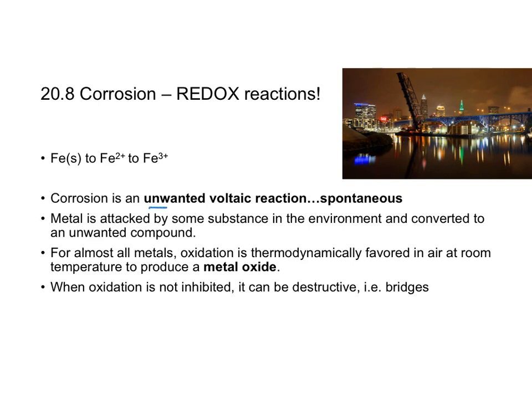It is an unwanted voltaic reaction, and it is a spontaneous reaction, just what you've learned in the beginning of this chapter. A metal, let's say iron, is attacked by some substance in the environment, let's say oxygen and water, and it's converted to an unwanted compound. And by that I mean these ions listed for iron. For almost all metals, oxidation is thermodynamically favored in air at room temperature, and what you make is the metal oxide, Fe2O3. If you do not inhibit oxidation, it can be destructive.